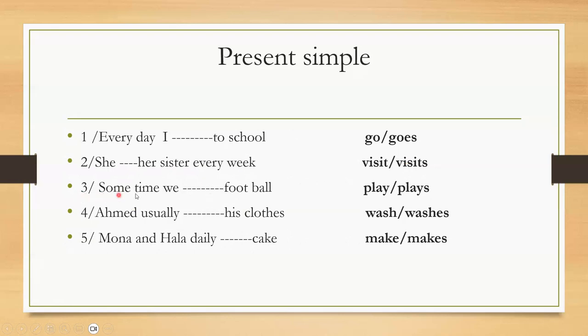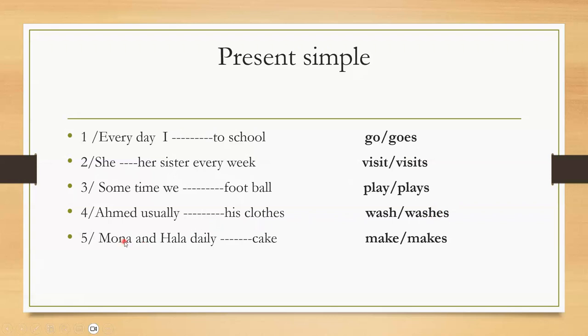Number three, sometimes we dash football. We have we. We with the first form. The first rule. Subject plus verb. I will use play without S. Okay. Number four, Ahmed usually dash his clothes. Wash, washes. Okay. Ahmed is the singular. That means I will put S or ES. I will use washes his clothes.